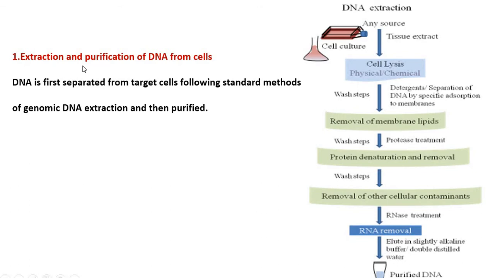First, extraction and purification of DNA from the cell. The DNA is isolated from different sources. For example, it may be isolated from bacteria, from tissue homogenate, or from the viral genome, wherever it is possible, any source. It may be a tissue extract, whatever it is.